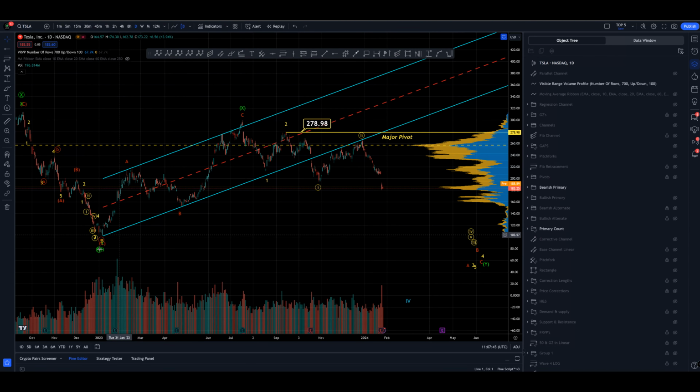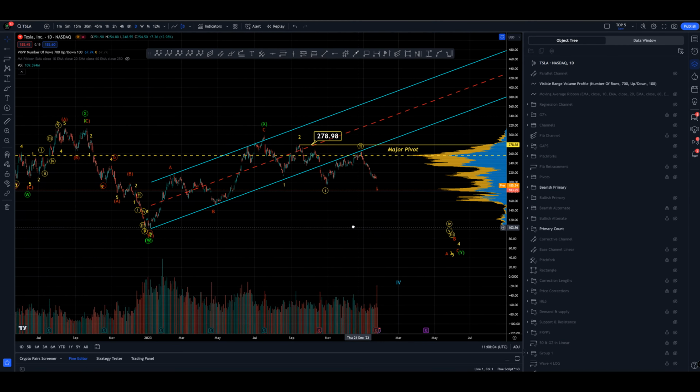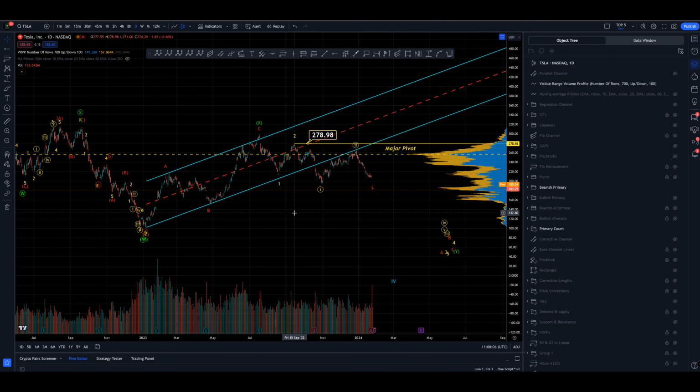Bearish primary, broken upward corrective channel A, B, C into X. This is W, we've done an X. This is going to be A, B, C, but it seems to be breaking down into 1, 2, 1, 2, 1, 2, and then we'll get 3, 4, 3, 4, 5, A, B and C and a Y. Now if this one's correct, Tesla's done.